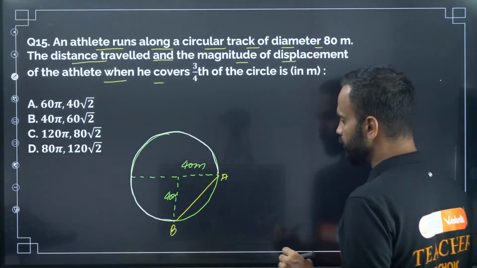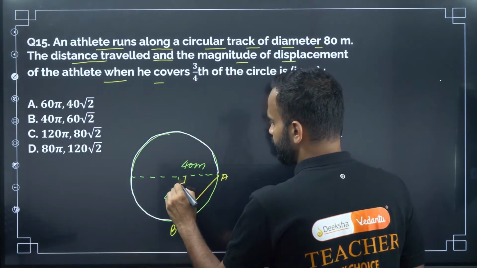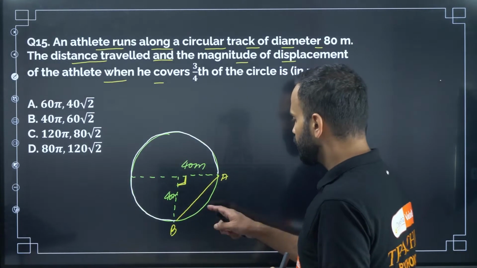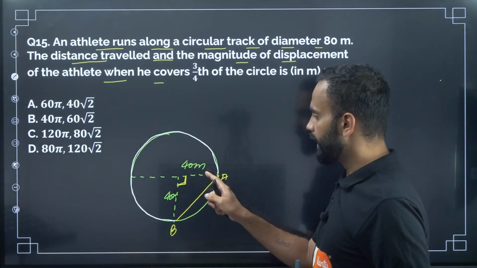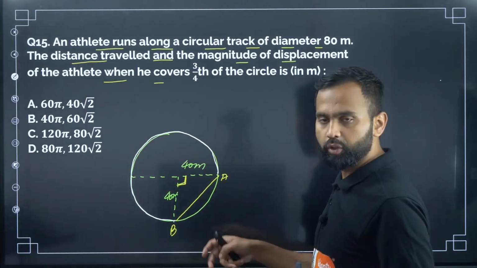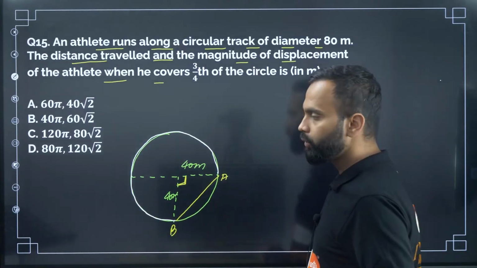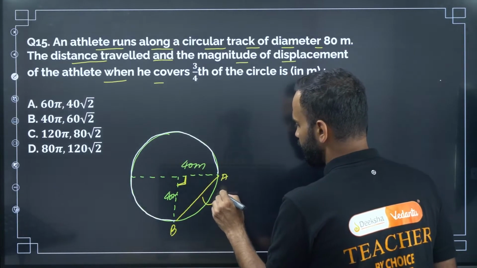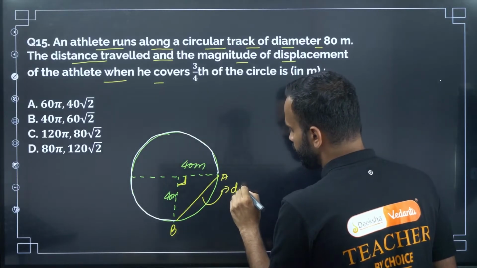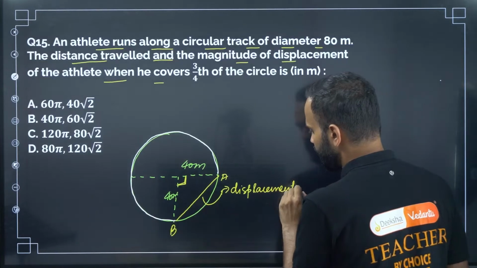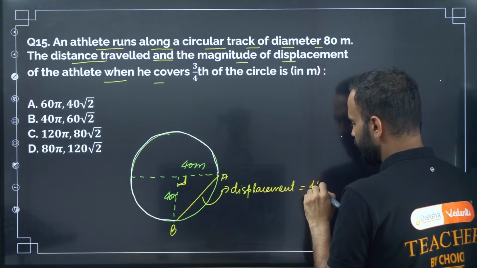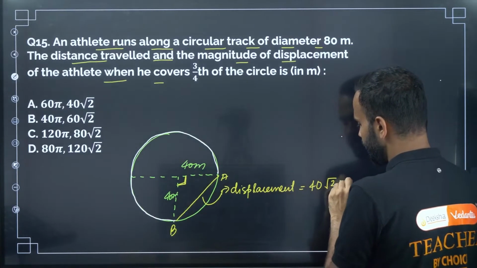So let us find the magnitude of the displacement. This angle is 90 degree, so this is a right angle triangle. Base is 40 meter, height is 40 meter, so what about the hypotenuse? Hypotenuse will be 40 into root 2 meter. So the displacement is 40 into root 2 meter.